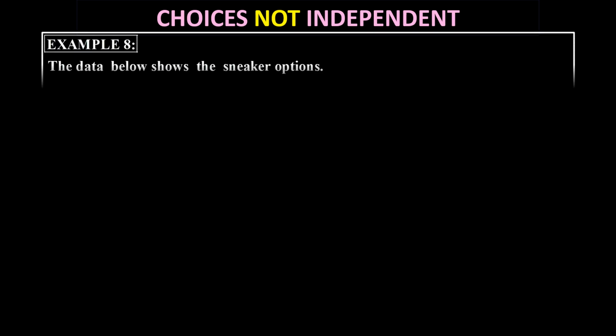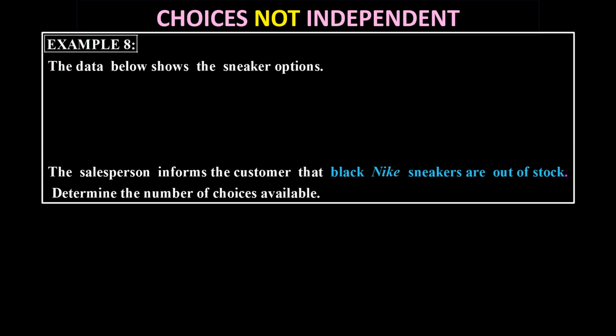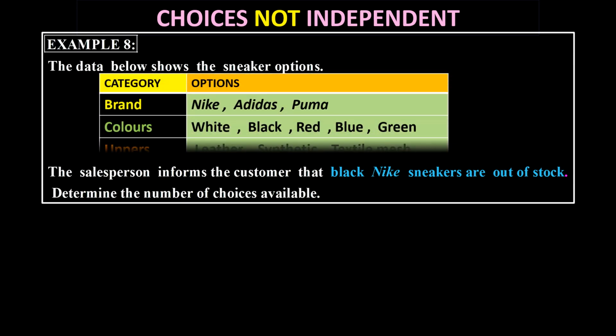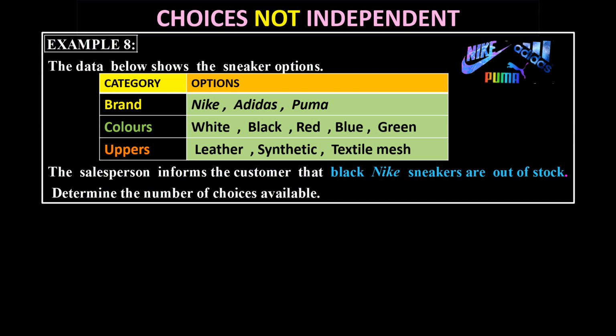Let's look at another example where choices are not independent. Here we have data about some sneaker options, and we have 3 brands. There's just a sample to show you in case you don't know what a sneaker is. Now, the salesperson informs the customer that black Nike sneakers are out of stock. Determine the number of choices now available.